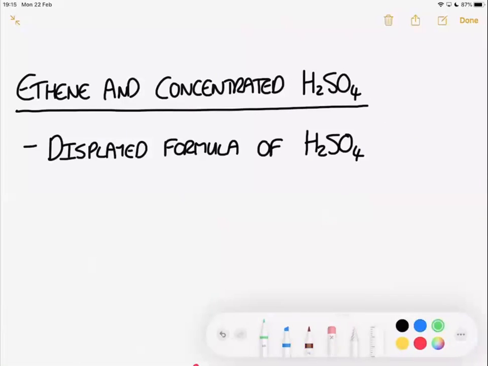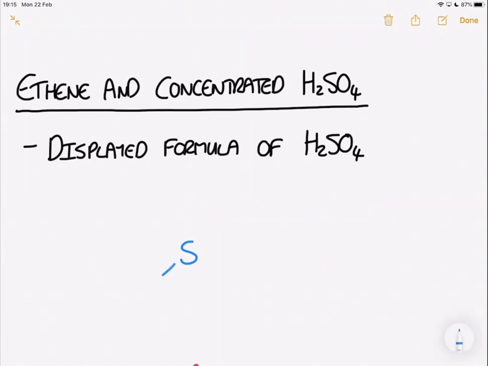The first thing to talk about is, in order to do this version of the mechanism, you need to learn the displayed formula for sulfuric acid. So here it is. We have a sulfur in the middle. Consider it the central atom. We have oxygens, which are double bonded, which I'm pointing downwards, and I'll always do that when I'm doing the mech. You'll see why afterwards. Then single bonds pointing upwards to oxygen atoms, and then single bonds to hydrogens on those oxygens.